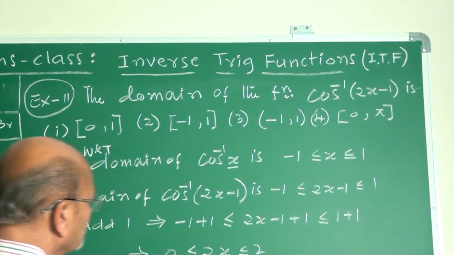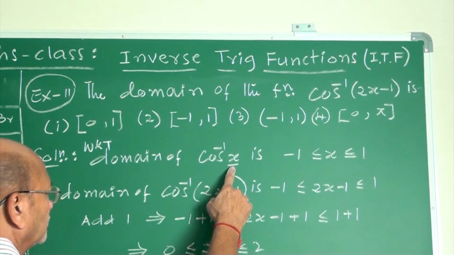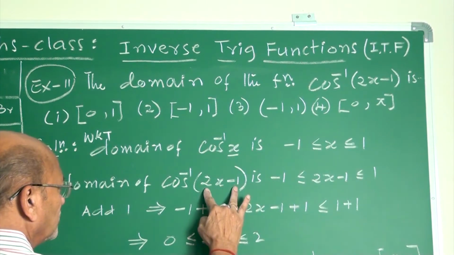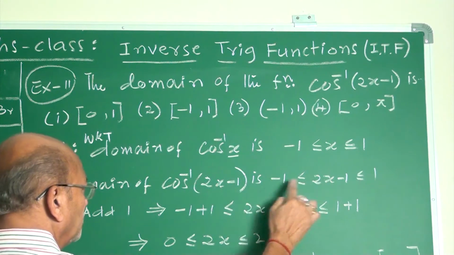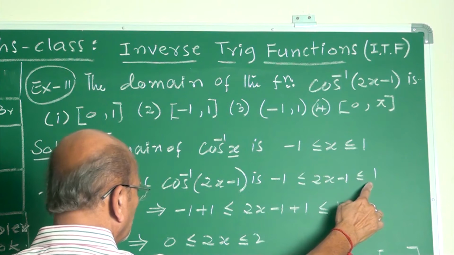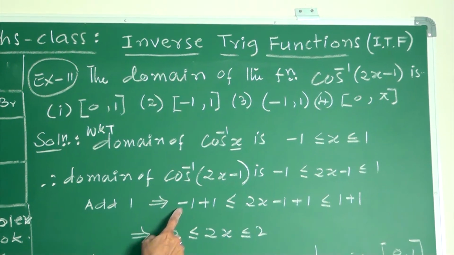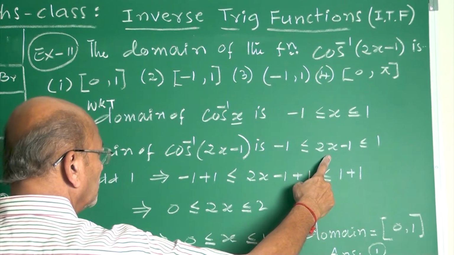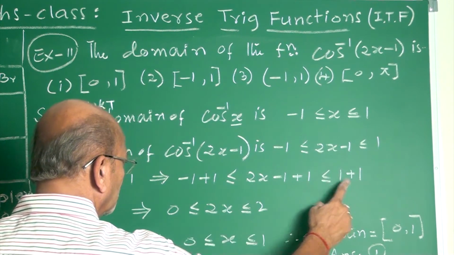But what is the change? Instead of x, you have 2x minus 1. Then this 2x minus 1 lies between minus 1 and plus 1. Yes, my friend. Add 1: minus 1 plus 1 less or equal to 2x minus 1 plus 1 less or equal to 1 plus 1.